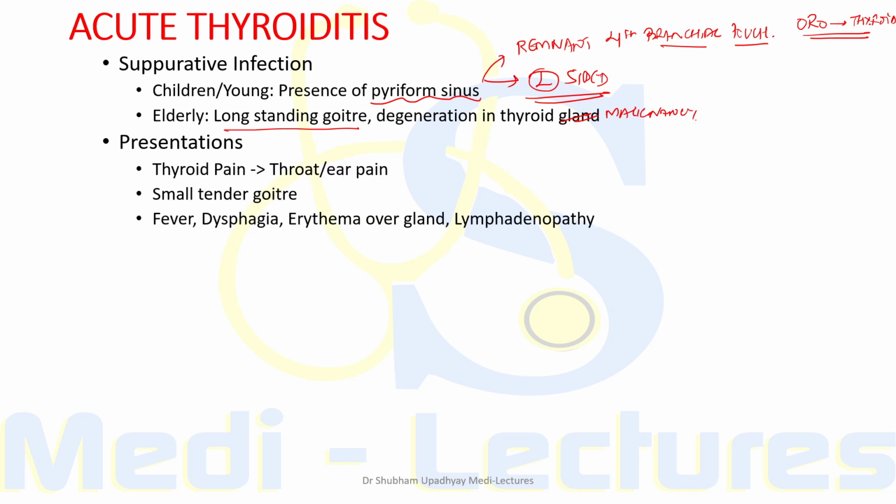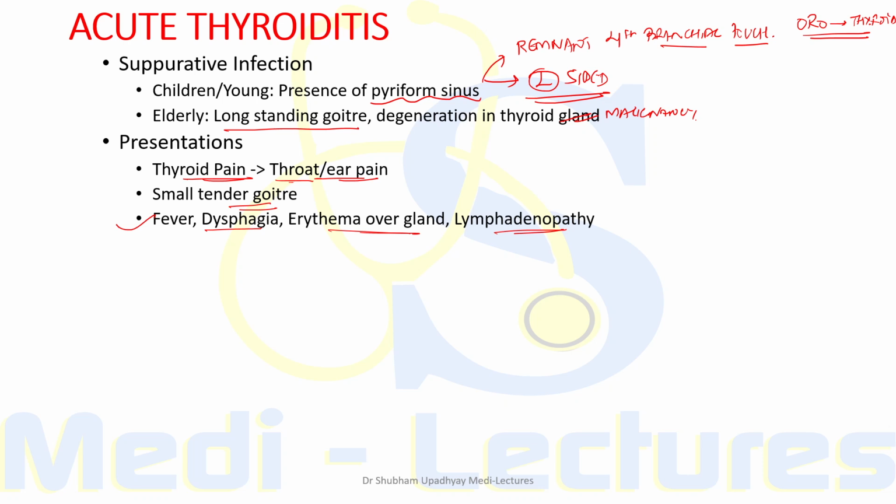Now how will the patient present? The patient most commonly presents with thyroid pain. Since there is suppurative inflammation, the patient will present with thyroid pain. This pain will be referred to the throat as well as the ear. On examination, we can palpate a small tender goiter, which is usually asymmetric. As we have discussed, the most common position of the pyriform sinus is left-sided, so a left-sided goiter is most commonly seen. There can be fever, dysphagia, erythema over the gland, and lymphadenopathy, and the patient can also have toxic features of an acute febrile illness.